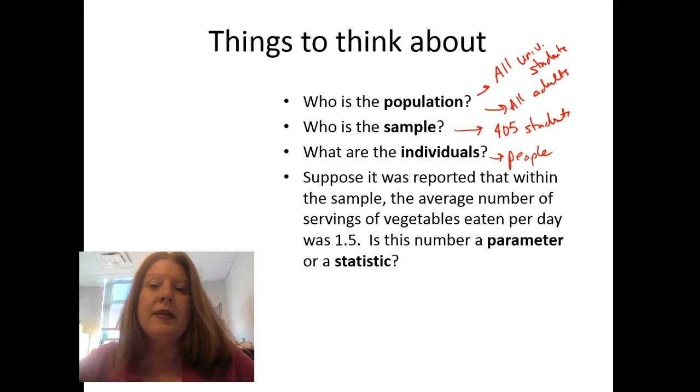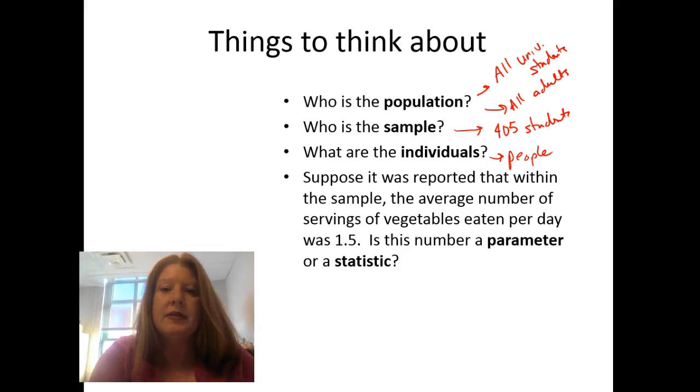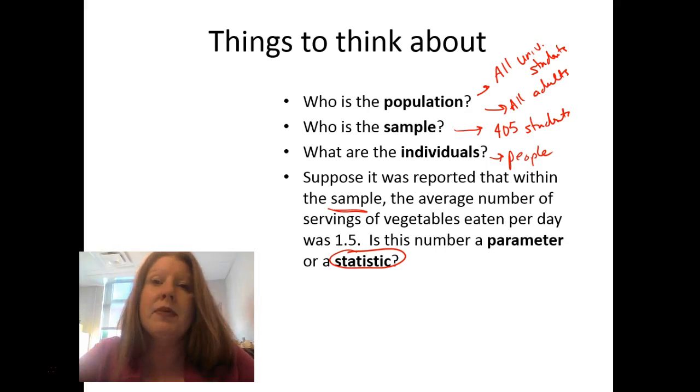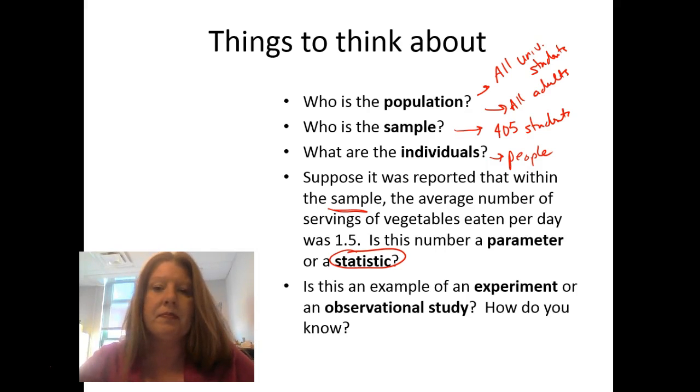Suppose it was reported that within the sample, the average number of servings of vegetables eaten per day is 1.5. Is this number a parameter or a statistic? So we're talking about the sample. Hopefully you remember that a number that describes a sample would be a statistic. If we give you information that describes the population, that would be a parameter.